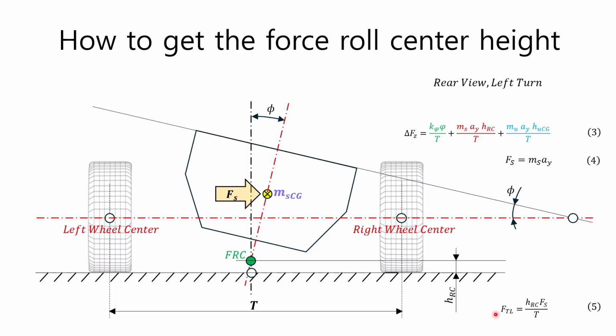The amount of load transferred through the link can be expressed by equation 5, which we looked at earlier, and if we know the amount of load transferred through the link, FTL, we can find the force roll center height HRC from equation 5.